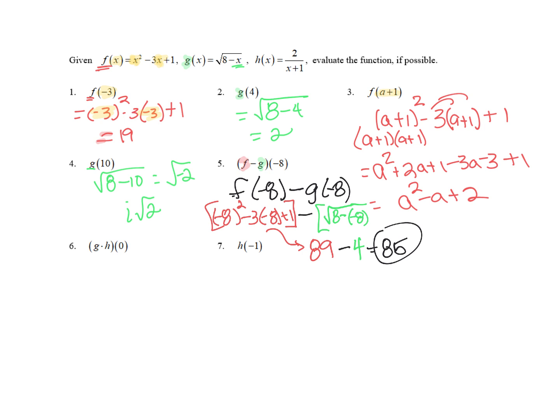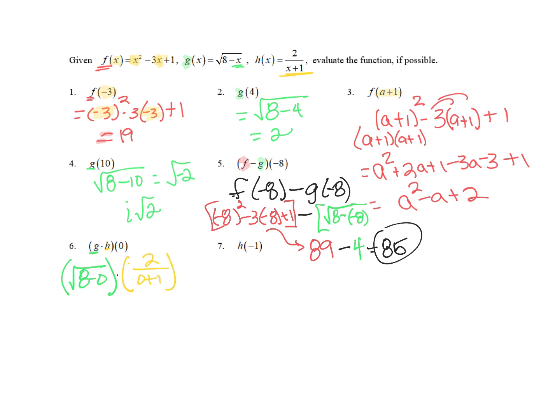So let's do G times H. So we're here. G is the square root of 8 minus x. So we're going to have to do the square root of 8 minus 0 times H. H is over here, so we're going to do 2 over 0 plus 1. So we're going to multiply those two things together.